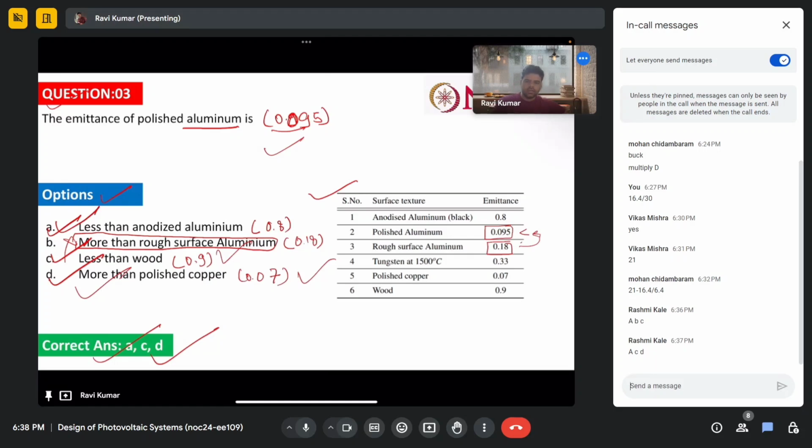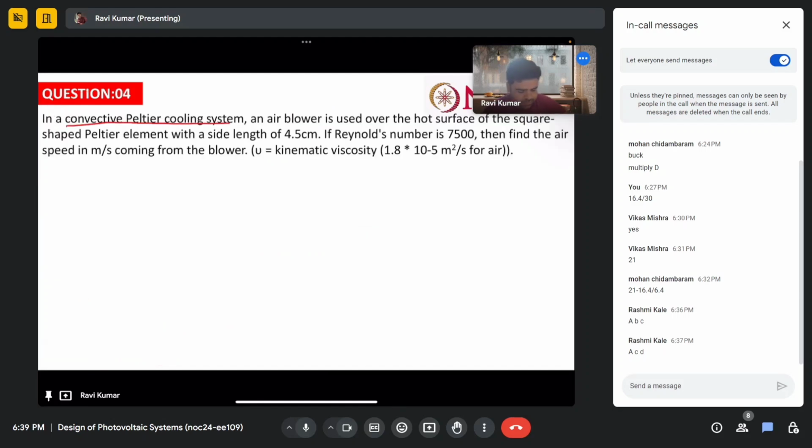Great. Let's move to the next question, which says in a convective Peltier cooling system. Convective means it is a mode of thermal dissipation. An air blower is used. If an air blower is used, then it is forced convection over the hot surface of the square shaped Peltier element. The side length is 4.5 cm. If the Reynolds number is 7500, then find the air speed coming from the blower.